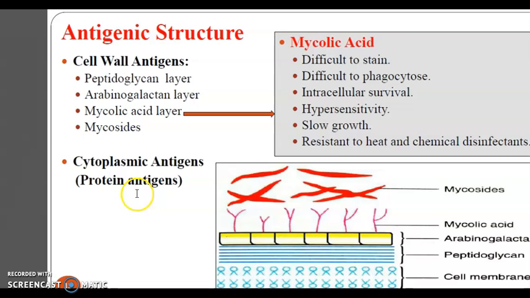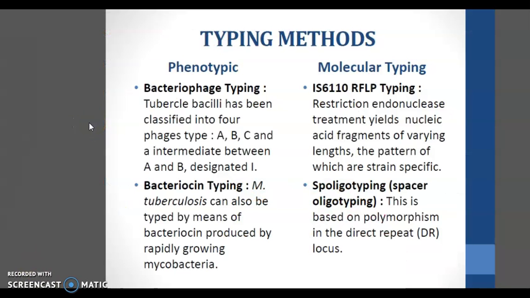resistance to heat and chemical disinfectants. There are also various typing methods for Mycobacterium tuberculosis that include phenotypic methods and molecular typing methods. The phenotypic methods include bacteriophage typing, and based on that, the tubercle bacilli have been classified into 4 phage types, mainly A, B, C, and an intermediate between A and B, designated as I. So it's A, B, C, and I.